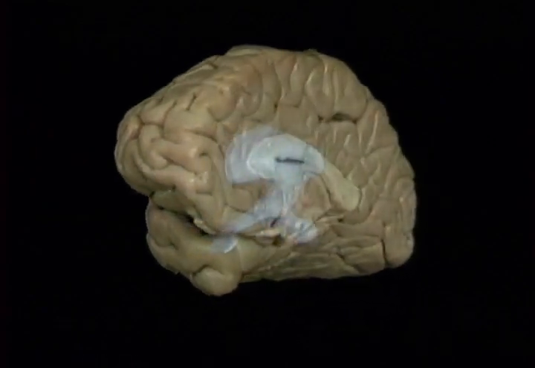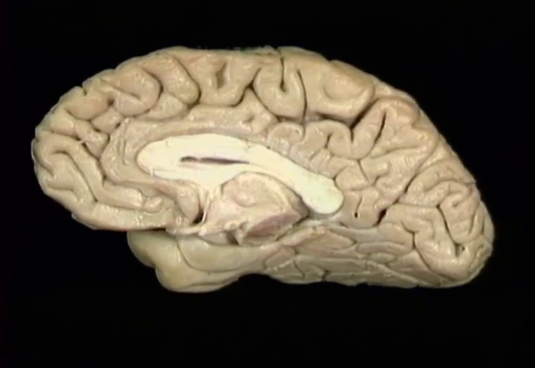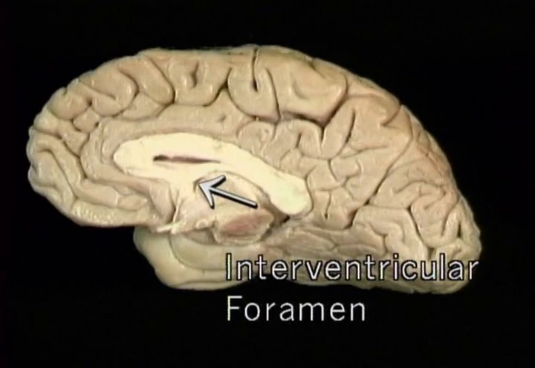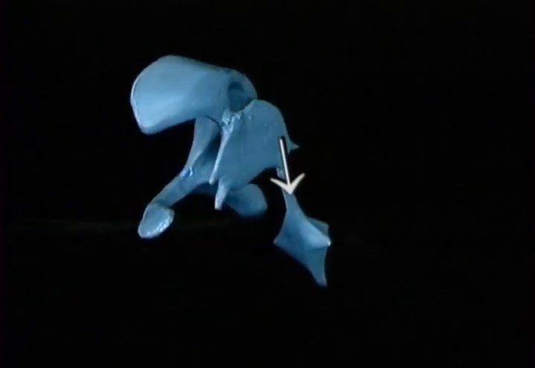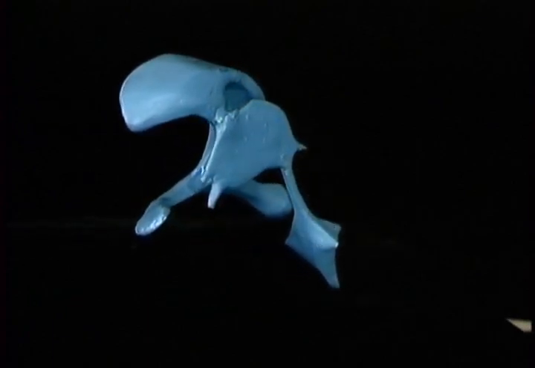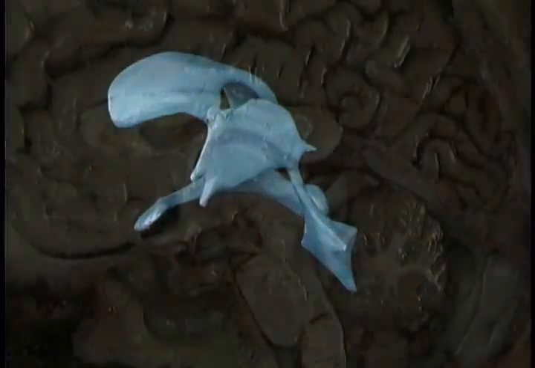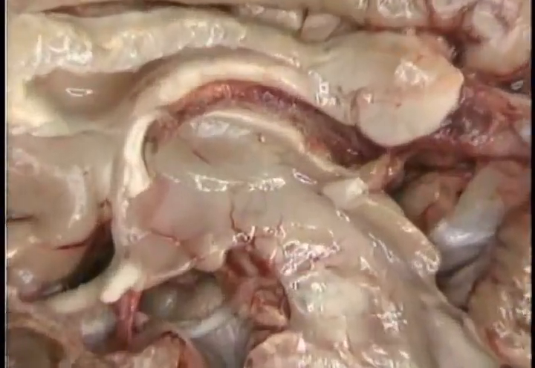To see where the lateral ventricle communicates with the third ventricle, we'll go round to a medial view. The communication is here, at the interventricular foramen. To see how the lateral ventricle, the third ventricle, and the fourth ventricle are connected, we'll look at a brain that's been divided in the midline. Here's a midline section through the third ventricle.